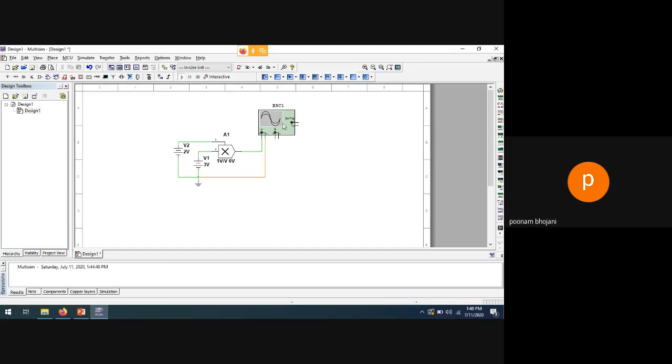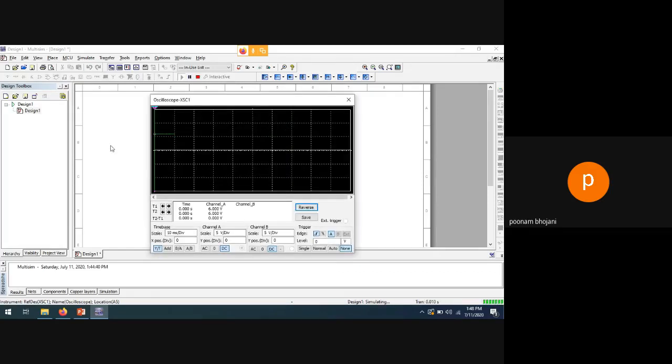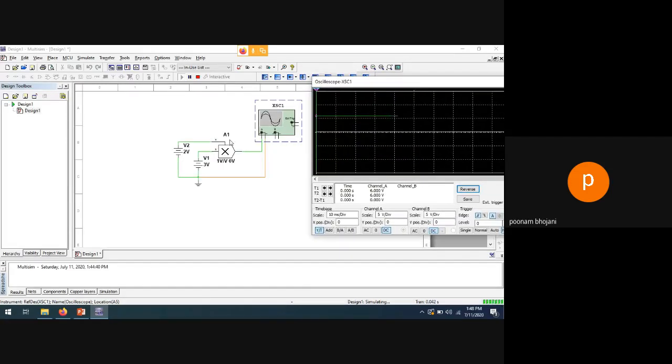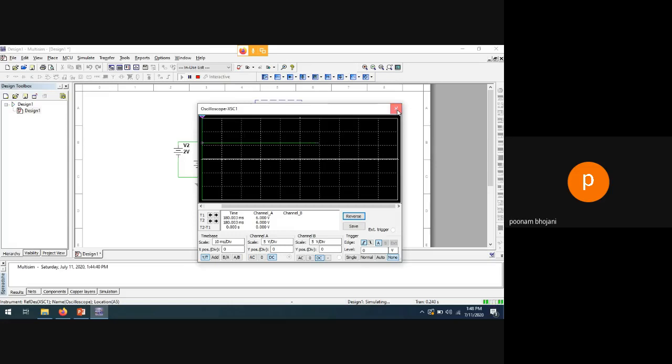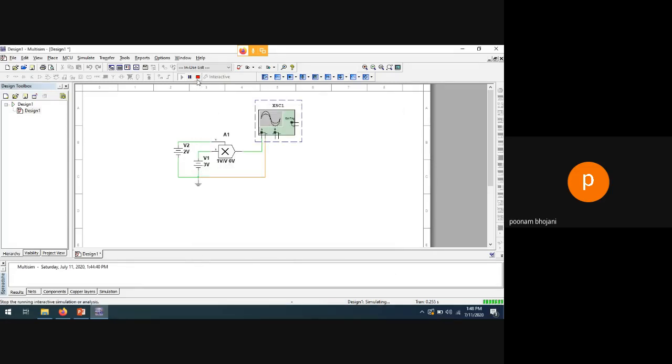I will run this circuit, and I will get some DC voltage at the output because both inputs are DC. But how much voltage you are getting, let's see. Channel A is 5 volt per division, and here one division and 1 volt is being covered. It means 6 volt, right? And 3 into 2 is 6. So you are getting 6 volt. As you are saying, the voltages will be simply multiplied, and that's what we are getting at the output side.